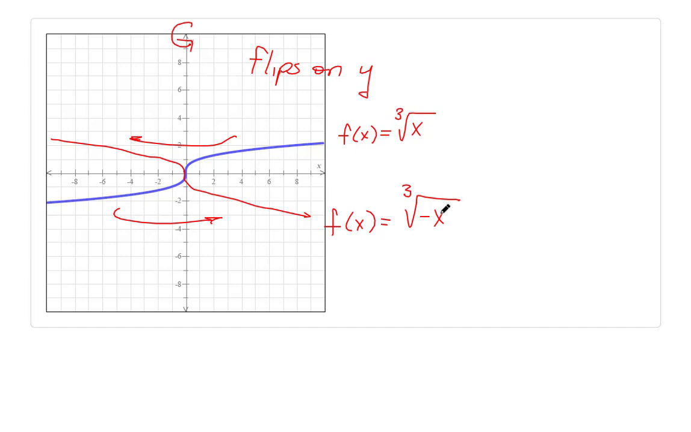So a minus on the inside flips us about the y-axis, and a minus on the outside flips us about the x-axis. Memorize the basic shapes, draw them on a piece of paper, keep them near you, and it'll make these problems a lot easier to do.